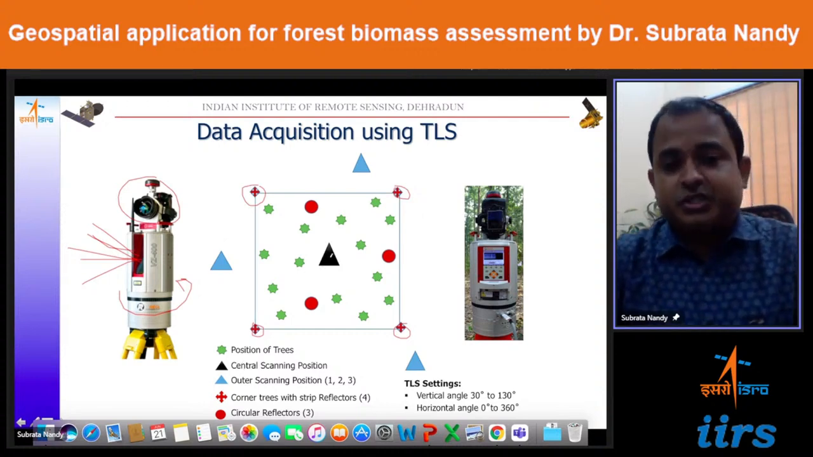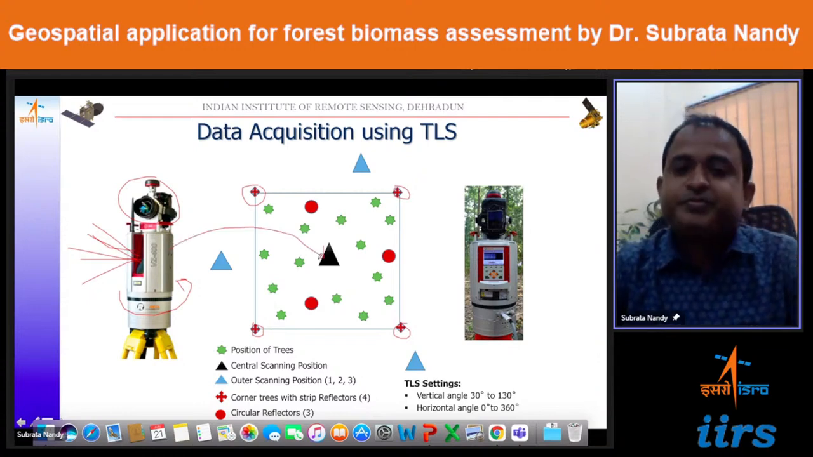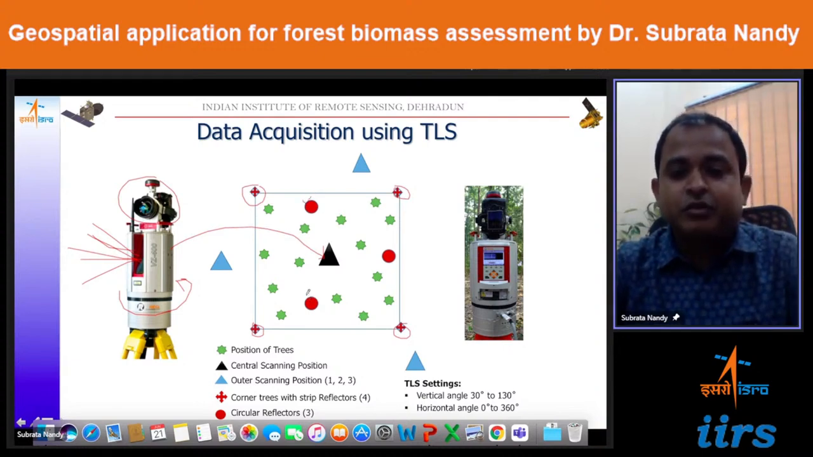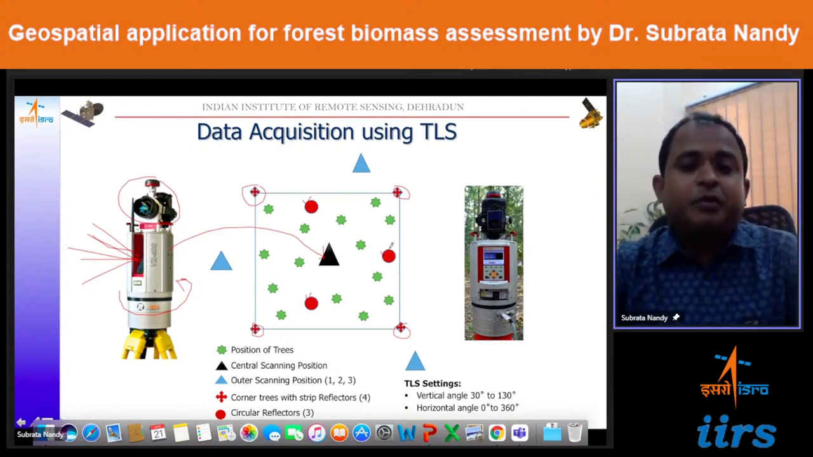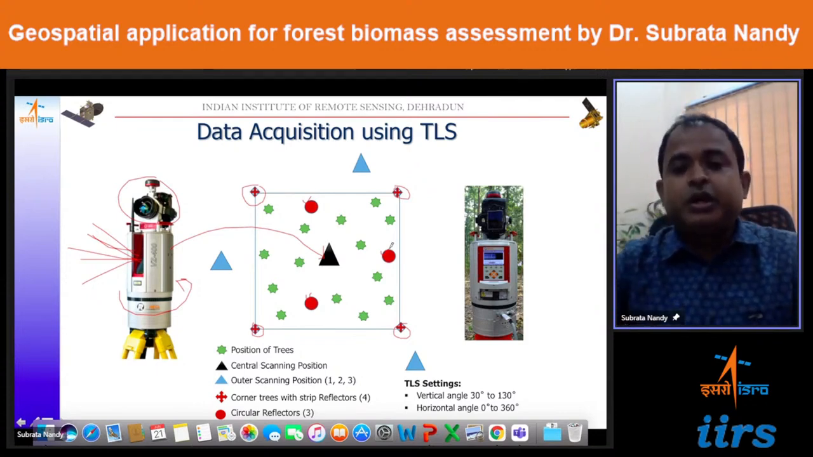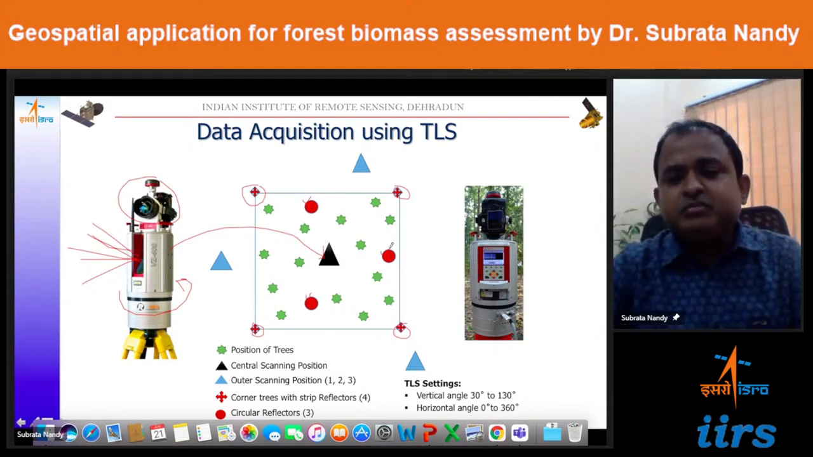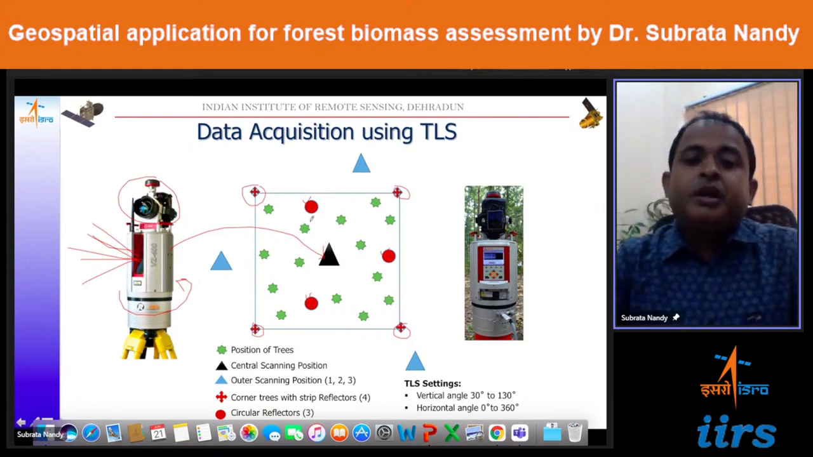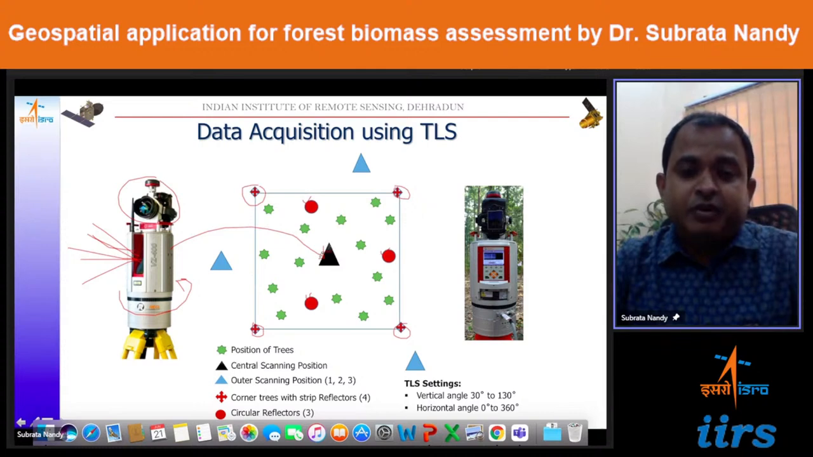So how do we scan? We put this scanner at the center of the plot, and these red circular things are called circular reflectors. These act as tie points. These are rectangular reflectors or circular reflectors. They act as tie points when you scan from different positions, or there are 2-3 scans, and then using these tie points you merge this data.